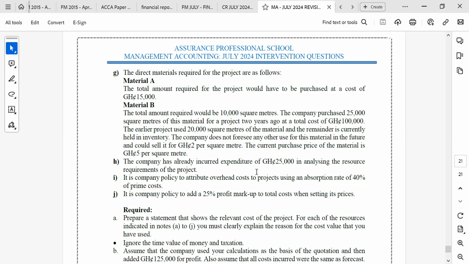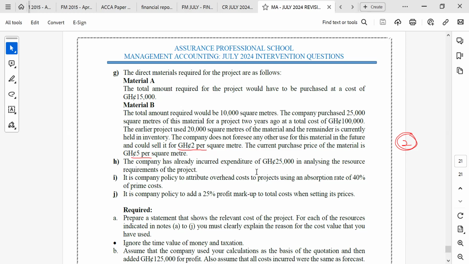Okay, so the question is about material B. If you don't use it, you are going to be selling it at 2 cedis, and you are going to be buying it at 5 cedis. Between these two, which one are you going to be using? Will you use it and lose the 2 cedis, or sell and come and buy at 5 cedis? Which of them are you going to be using?